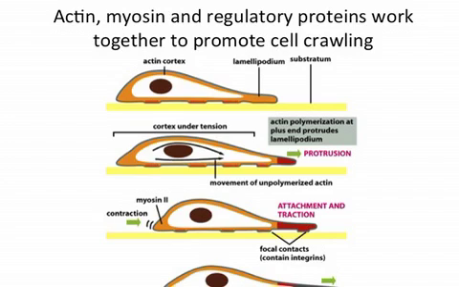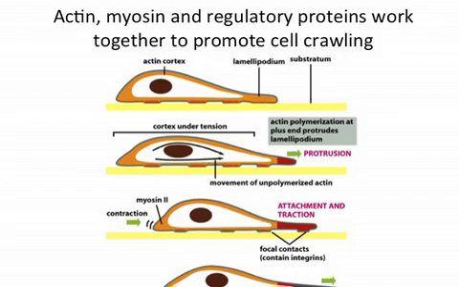So here we're going to start talking about cell crawling. Actin-myosin and these regulatory proteins that we just looked at all work together to promote cell crawling. So here's your actin cortex, the cortex of your cell, and that's where your ARP-mediated actin web starts to grow. And so it pushes forward. This is the lamellipodium, and it's crawling along the surface.